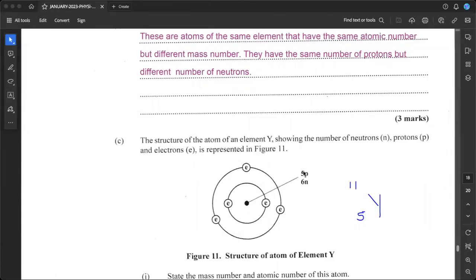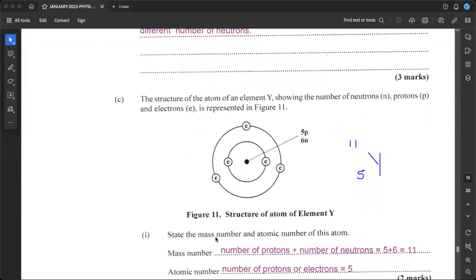Then our proton number is 5, and the number of electrons is also 5: 1, 2, 3, 4, 5. So that's just our atomic number there. It's either the number of protons or the number of electrons, and that's 5. So this would be our symbol to represent that element Y, per this structure that's shown here.